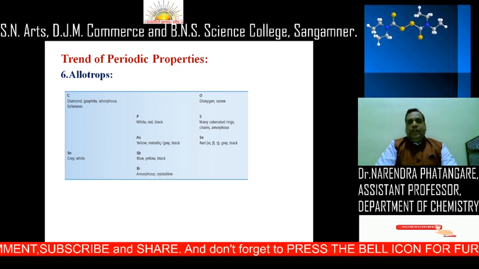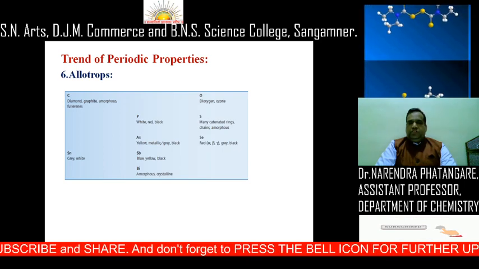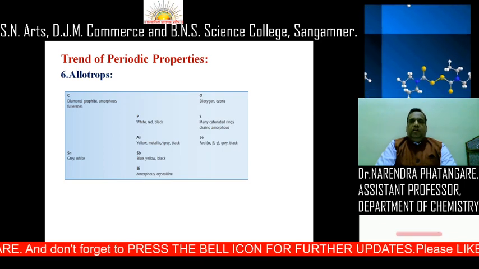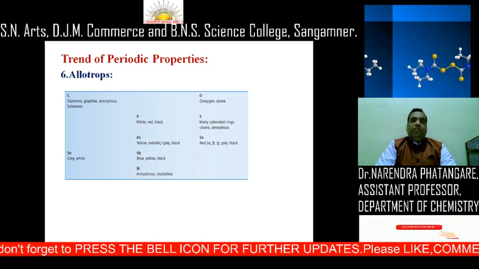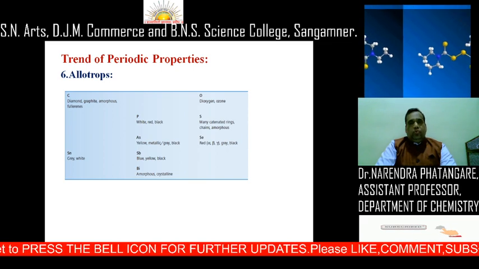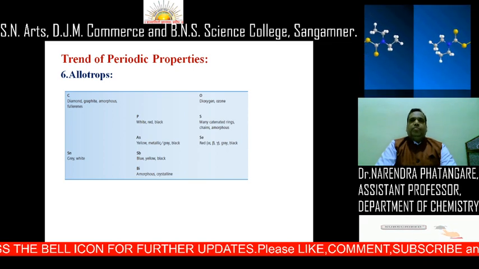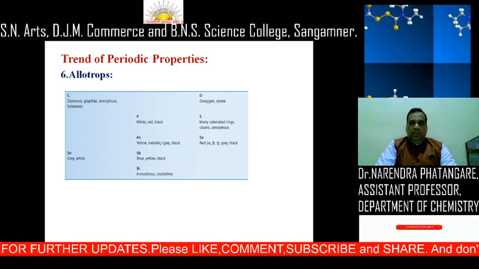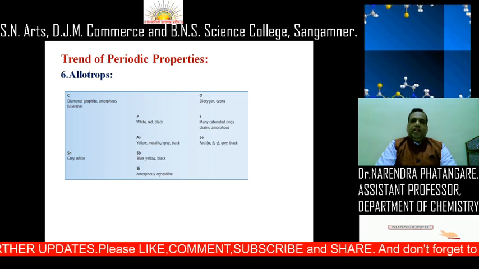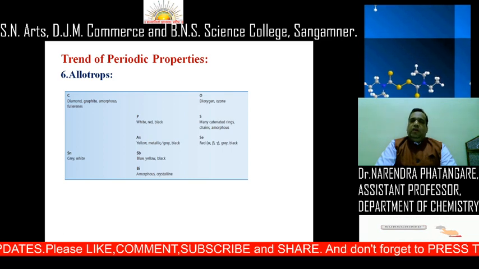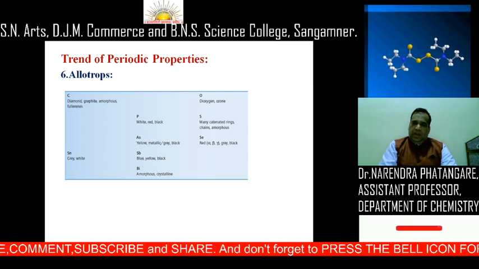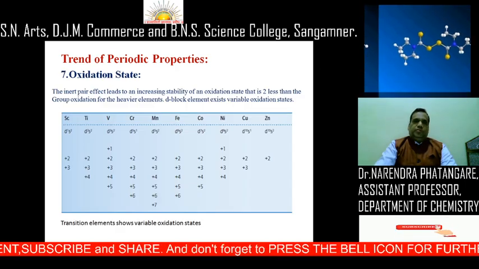Oxygen has dioxygen and ozone, which is important in the stratosphere of the earth, right? There are different layers in the environment. In the stratosphere, ozone plays an important role. It absorbs the ultraviolet rays which come directly from the sun. Then sulfur makes catenated rings, chains and amorphous forms. Then selenium has red, alpha, beta and gamma types of allotropes.